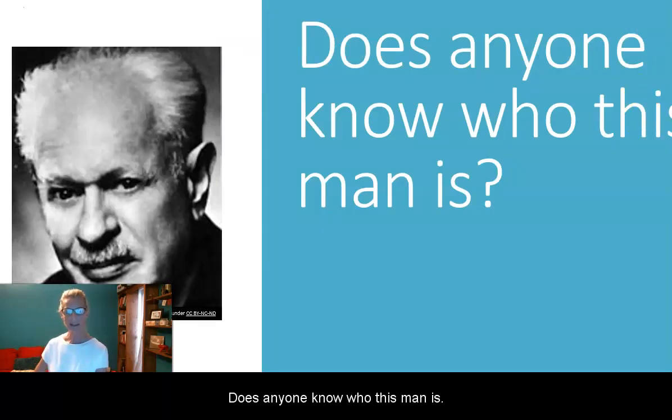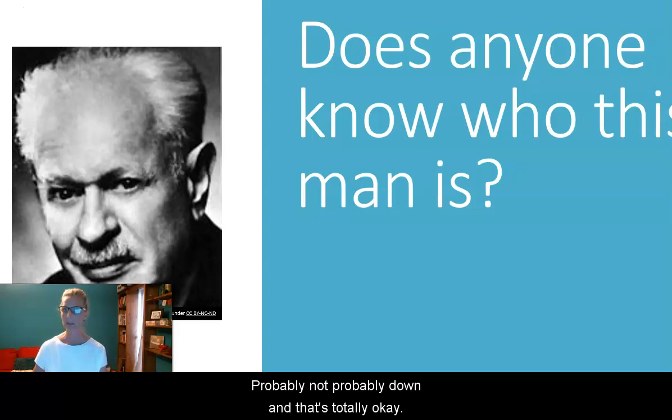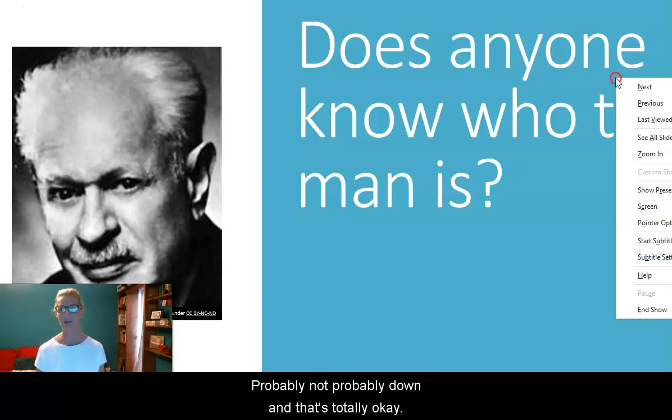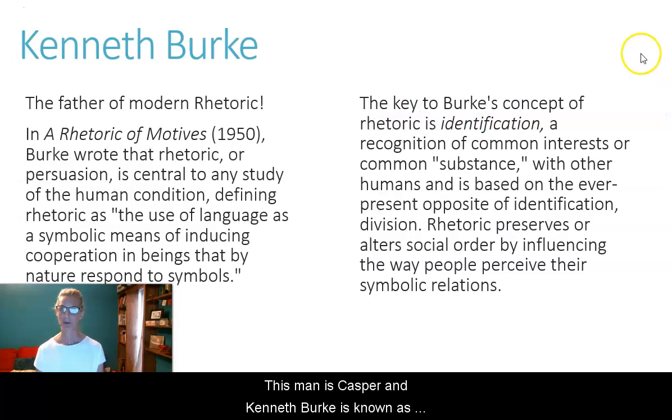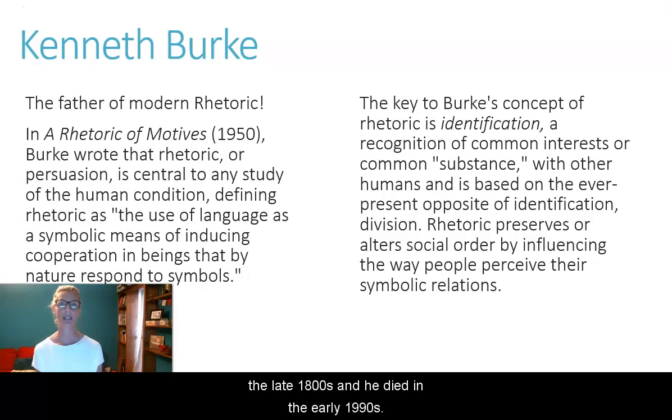Does anyone know who this man is? Probably not, and that's totally okay. This man is Kenneth Burke, known as the father of modern rhetoric. Kenneth Burke was born in the late 1800s and died in the early 1990s. He contributed greatly to the field of literature, literary criticism, and also to rhetoric. In his writing, A Rhetoric of Motives in 1950, he wrote that rhetoric or persuasion is central to any study of the human condition.